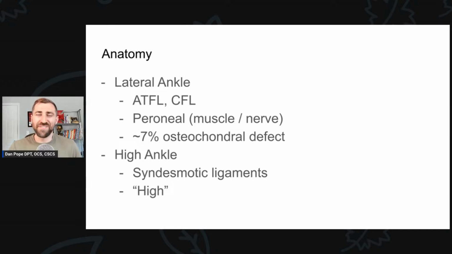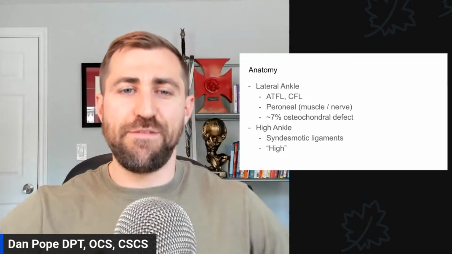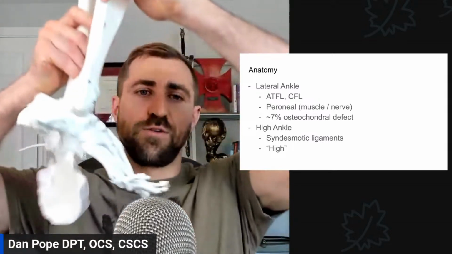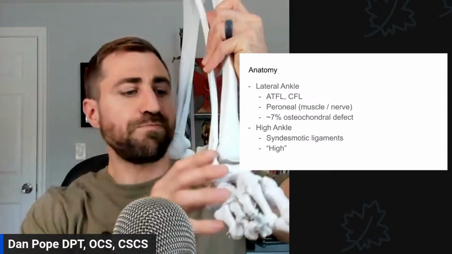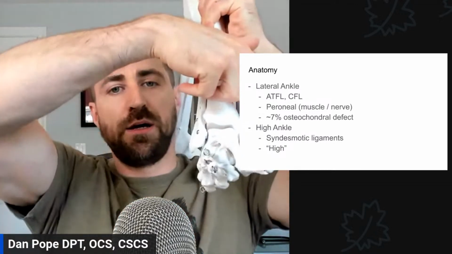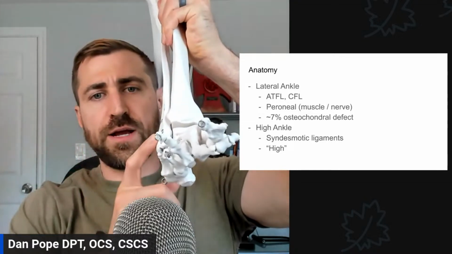So let's go over a little bit of anatomy of high ankle versus lateral ankle sprains. I have a foot and ankle right here. I'm going to do my best to try to show you what's going on here. So this is the inside of the foot and ankle, and this is the outside of the foot and ankle right here.